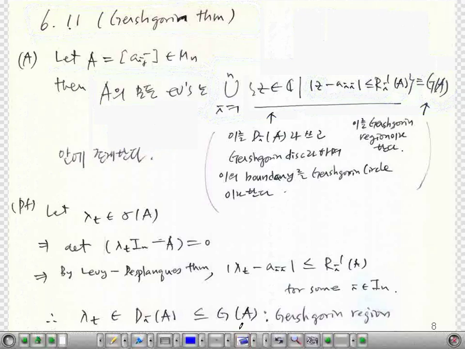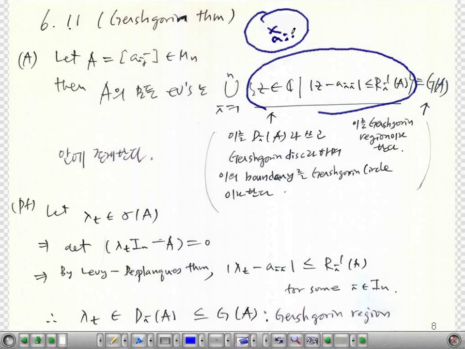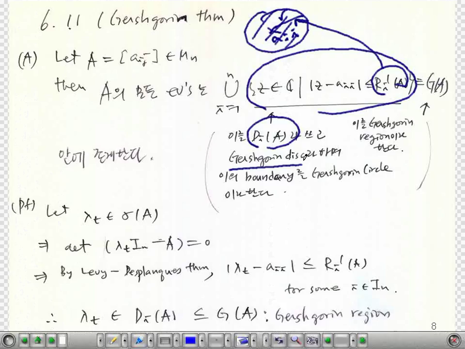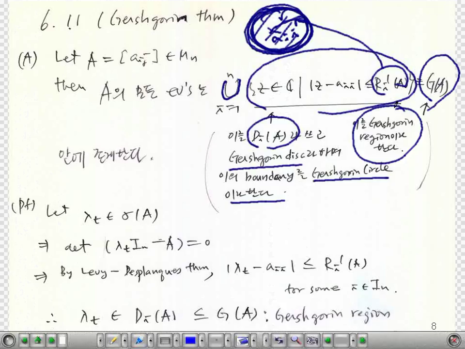Each of these is a disk. a_ii is the center here, and the deleted row sum is the radius, isn't it? And inside of it. So we call this D_i of A, the Gershgorin disk. And the boundary, this border, is called the Gershgorin circle. The union of all those disks is called the Gershgorin region.